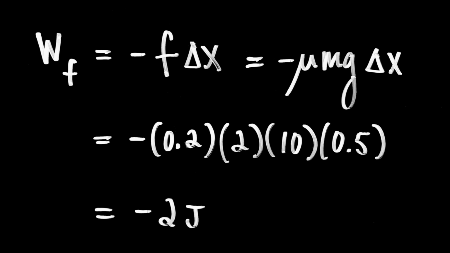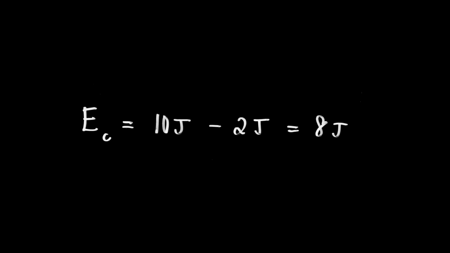The coefficient of friction is 0.2. The mass is 2. G, I'm using 10 in approximation. And delta x is 0.5. So it's 0.2 times 2 times 10 times 0.5, which is negative 2 joules of work. Which means as the block slides across the frictional part, 2 joules of energy are removed.